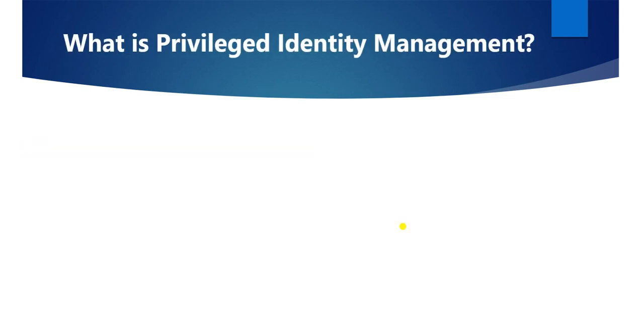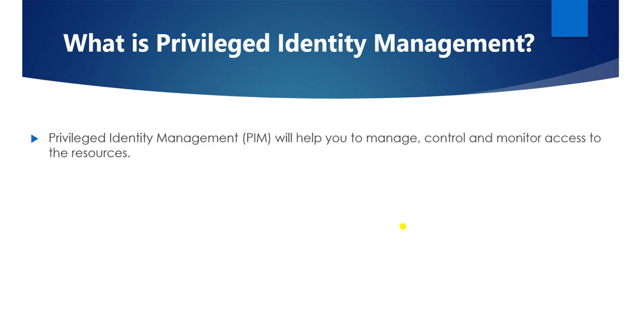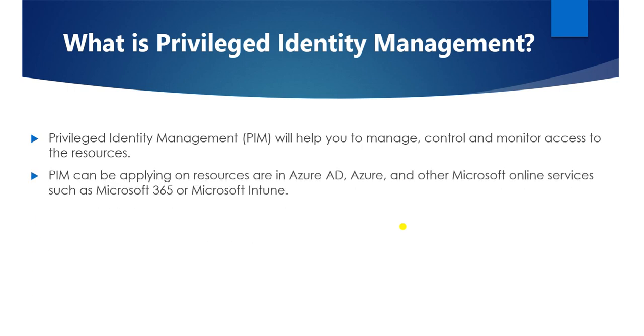So let's understand some basics about PIM, Privileged Identity Management. So what is PIM? PIM helps you to manage, control, and monitor access to your resources. PIM can be applied on resources in Azure AD and Microsoft online services such as Microsoft 365 and Microsoft Intune. So PIM is not only for Azure Active Directory, you can apply PIM on your Microsoft 365 services or your Microsoft Intune.